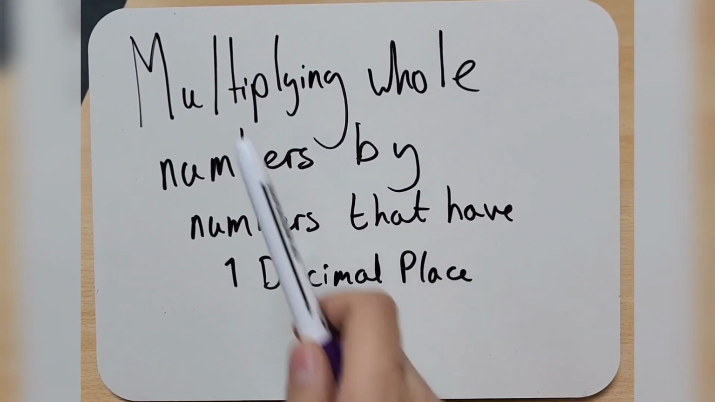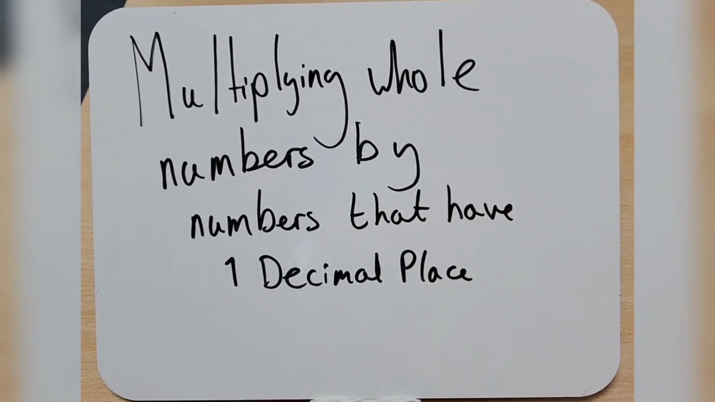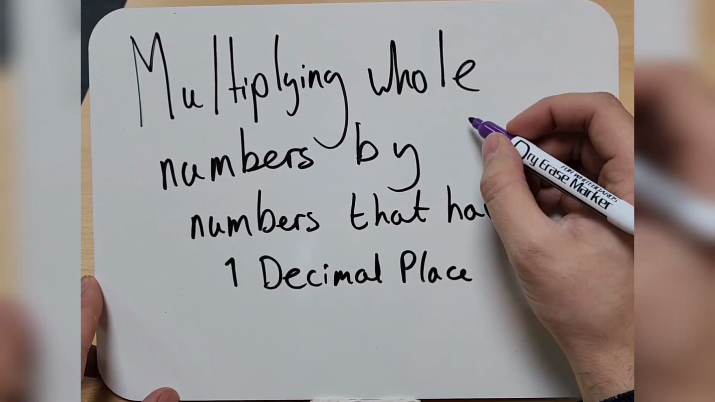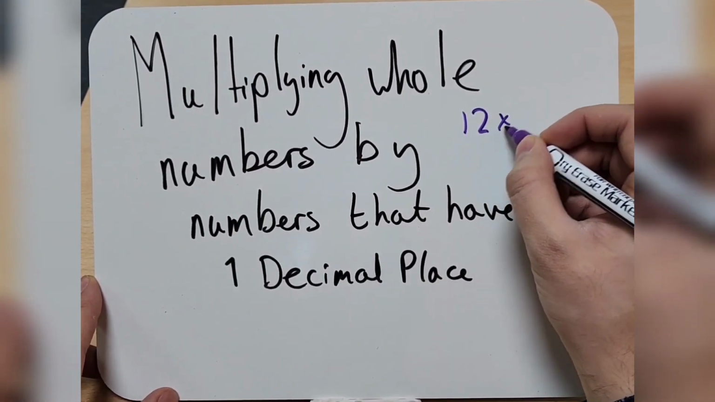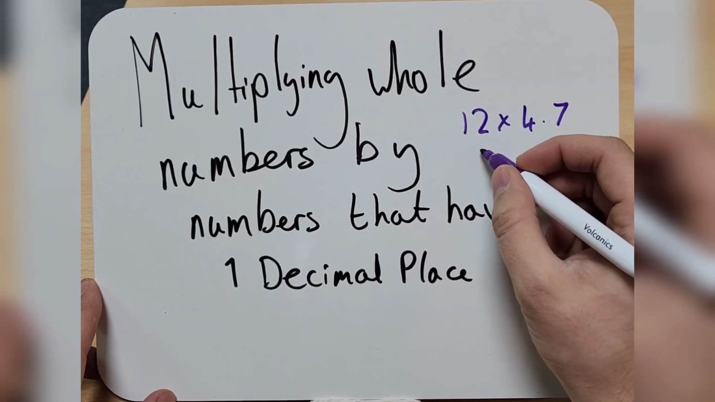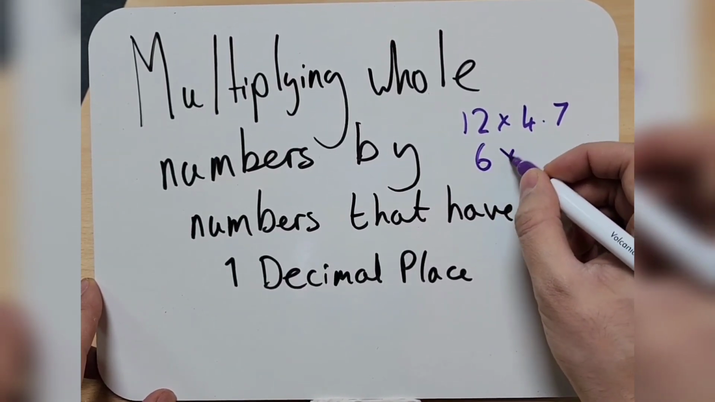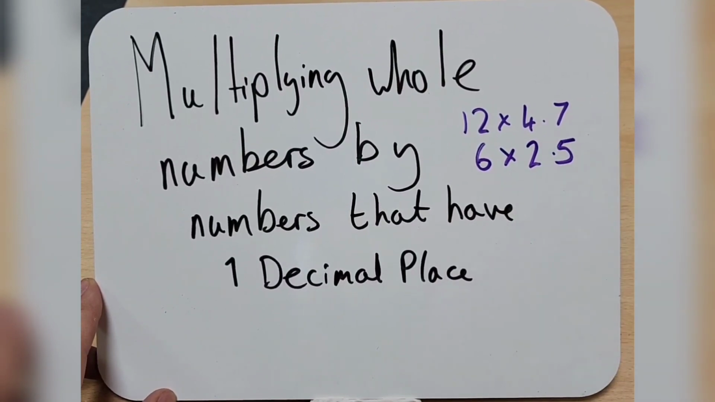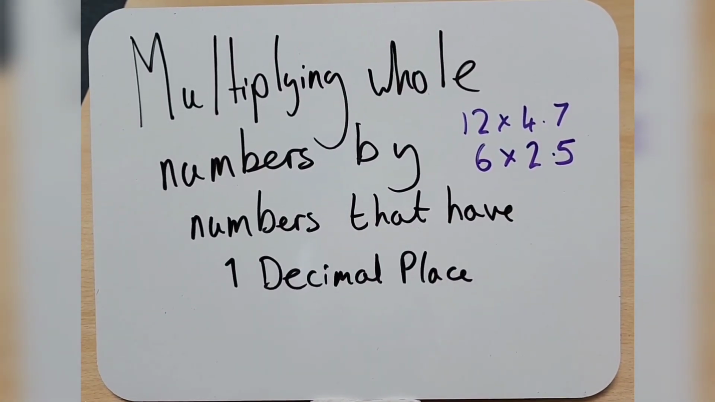We're going to be looking at multiplying whole numbers by numbers that have one decimal place. In the most complex form, by the end of this, hopefully you'll be able to do a two-digit number, something like 12 times 4.7. Whereas in the simplest form, hopefully you'll be able to confidently do something like 6 times 2.5, which we can go ahead and start with.